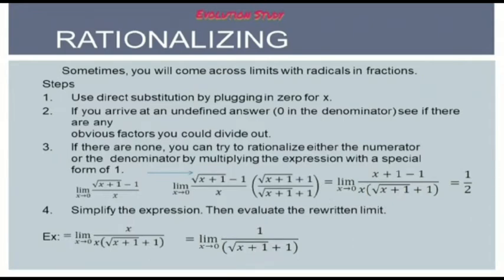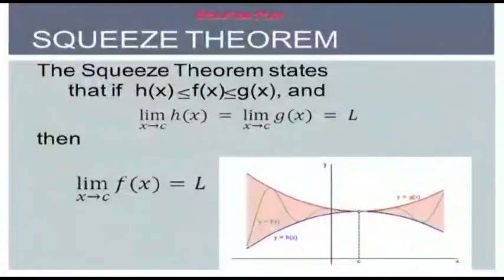So after doing this, limit x tends to 0 of (x plus 1 minus 1) divided by x into (root over x plus 1 plus 1) gives 1 divided by 2. So the example was limit x tends to 0 of x divided by x into (root over x plus 1 plus 1), which is equal to limit x tends to 0 of 1 divided by (root over x plus 1 plus 1).